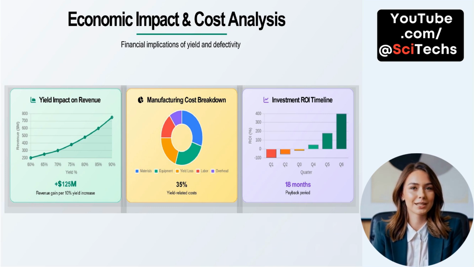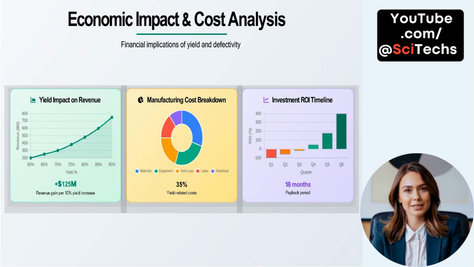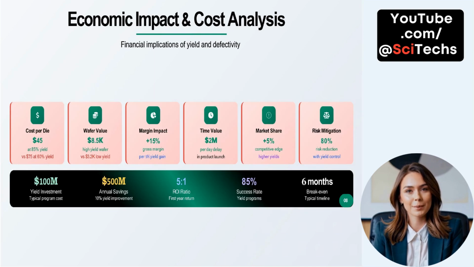On the investment side, the return on yield improvement initiatives becomes evident over time. The ROI timeline shows initial quarters in the red, but by the 6th quarter, gains soar to over 400%. The typical payback period is just 18 months, emphasizing that strategic yield improvements not only enhance revenue, but also generate rapid and substantial returns.